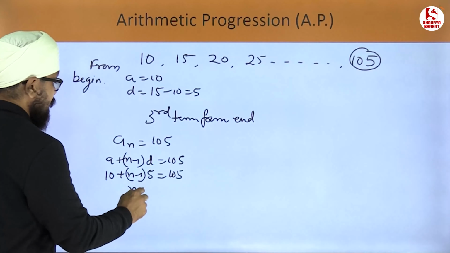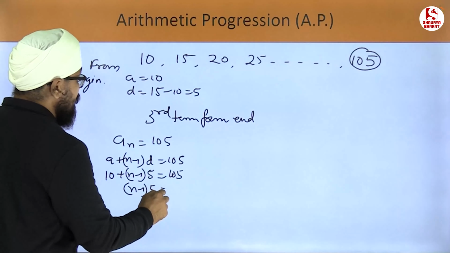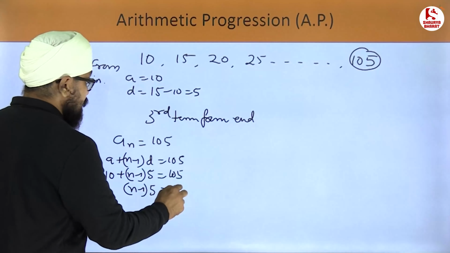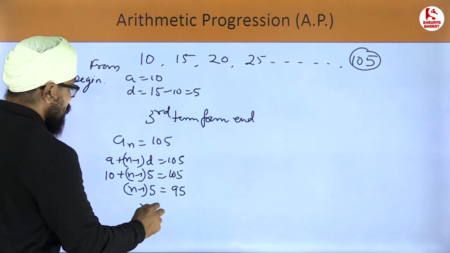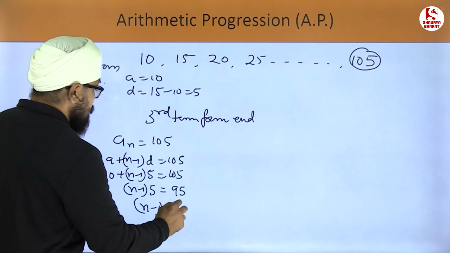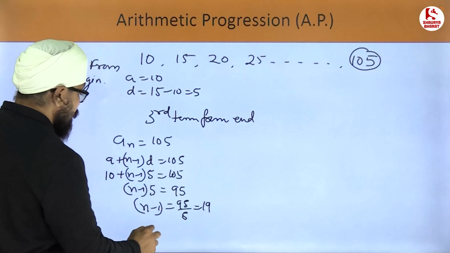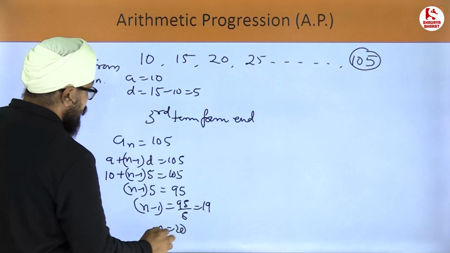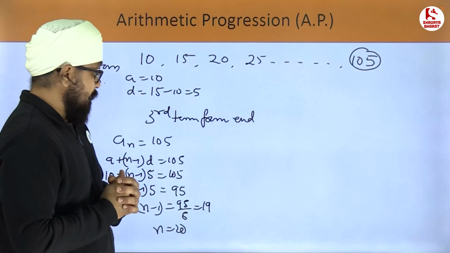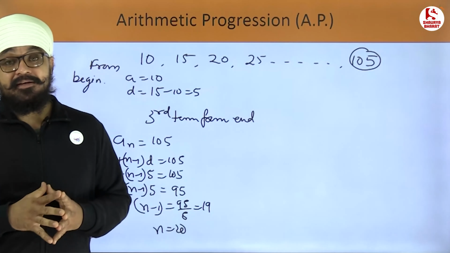When this goes to that side, I am using the traditional, basic method. If you take it to that side, it is 95. So, n minus 1 will be 95 divided by 5, which comes out to be 19. Therefore, n is 20. So, whatever arithmetic progression we are seeing here has 20 terms.